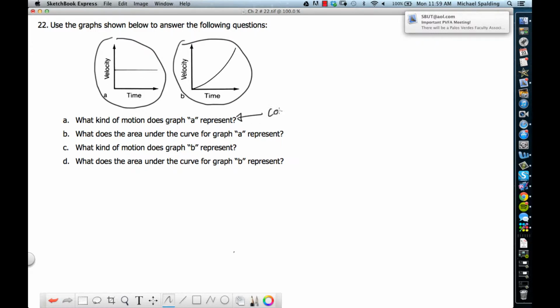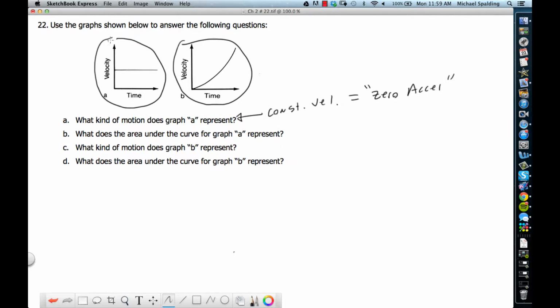Constant velocity. Right? The velocity is not changing. And what's another name for constant velocity? Zero acceleration. Notice, what's the slope of this line right here? Zero. If something moves with a constant velocity, that means it's not going faster and it's not going slower. Zero acceleration.